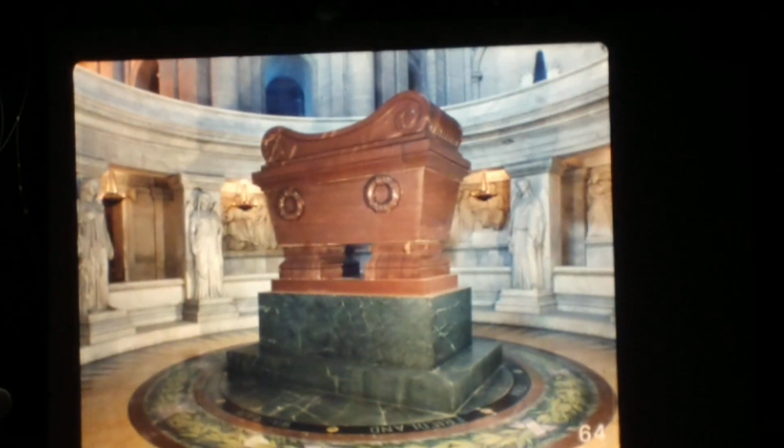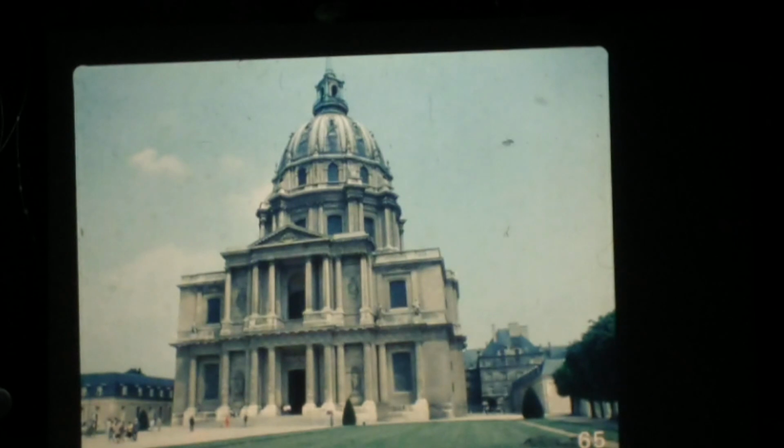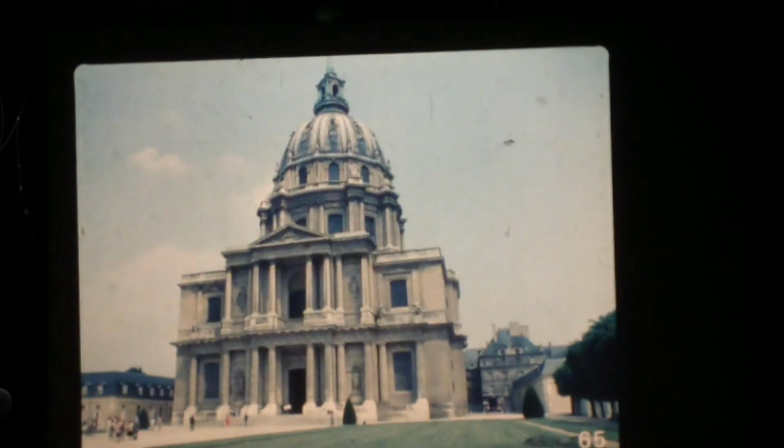He was put to rest in this sarcophagus at Les Invalides, finally at home with the French people he loved.